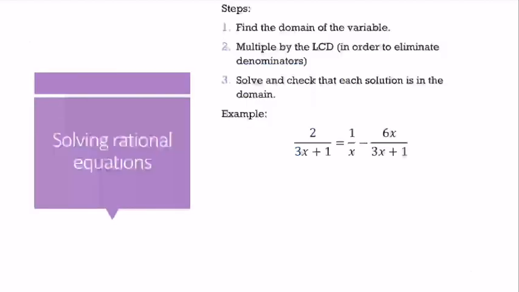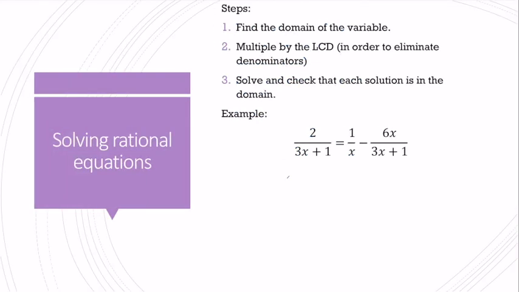All right, let's work out one final example. So here I have to find the domain of this variable. I look at my denominators and I see if they can be factored. 3x plus 1, that's fully factored. x is fully factored. So I set each of these equal to 0 to find my domain.